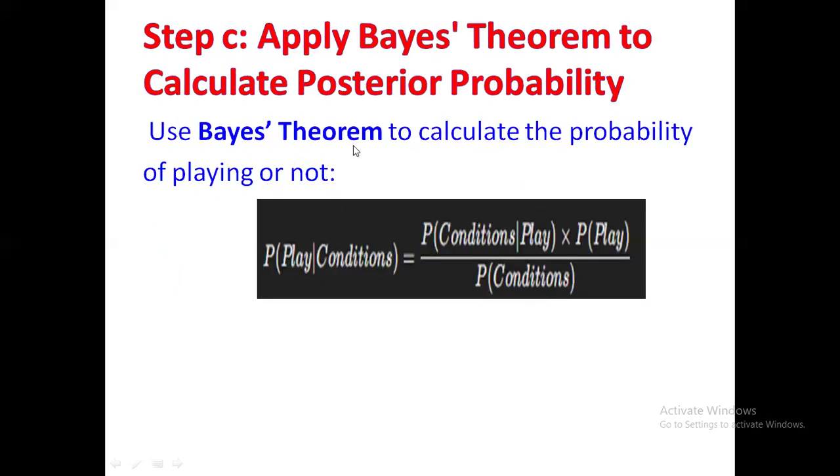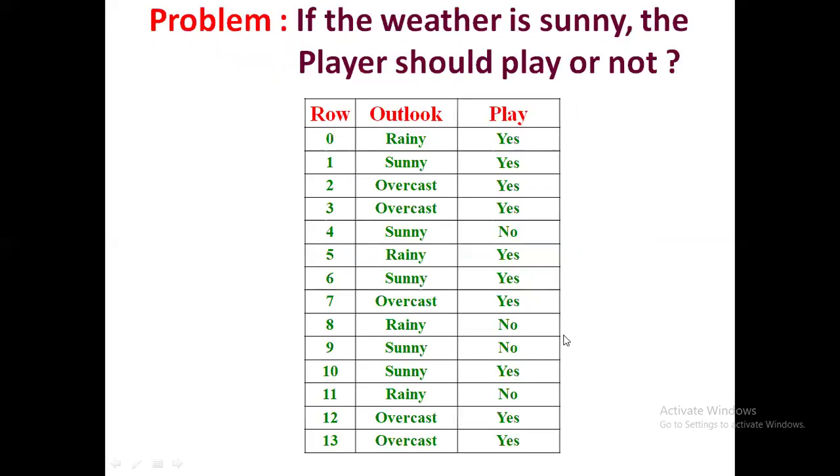By using Bayes theorem to calculate the probability of playing or not, we write the formula like this: probability of play given condition is equal to probability of condition given play, into probability of play, divided by probability of condition. This denominator value will come. So this is the table.